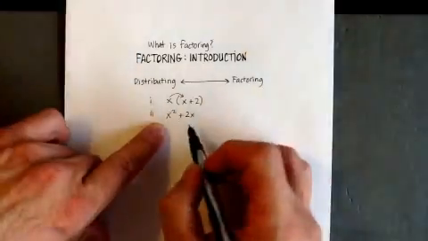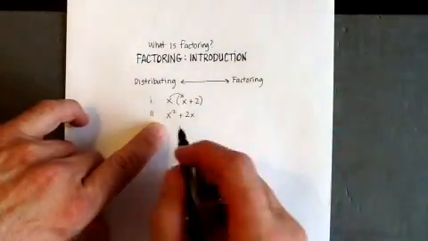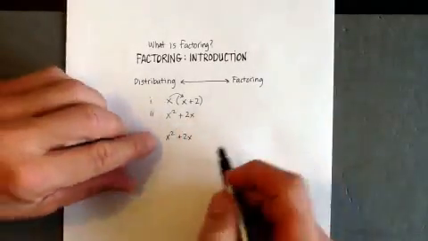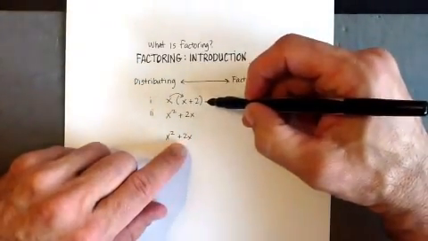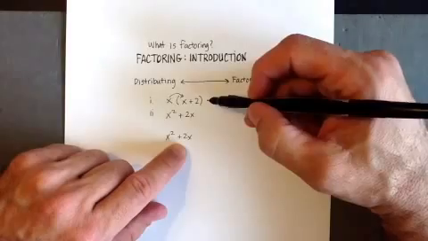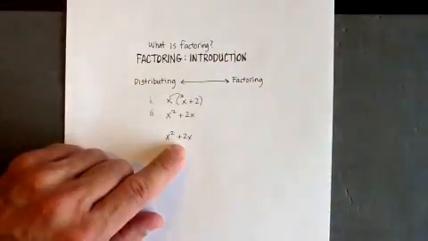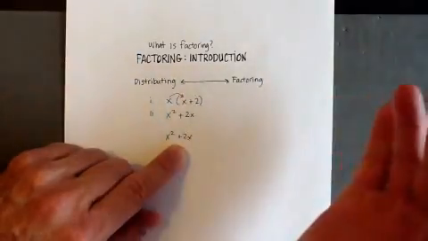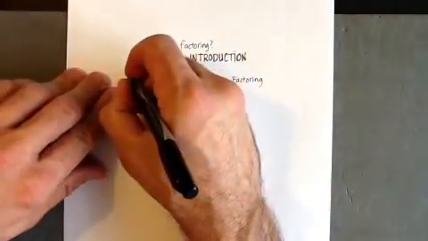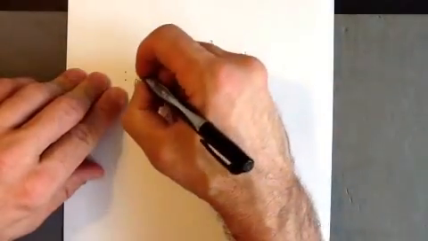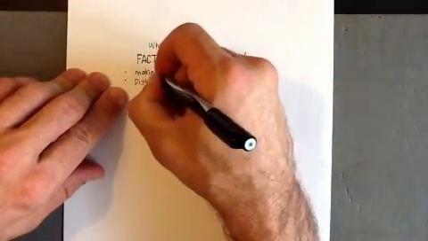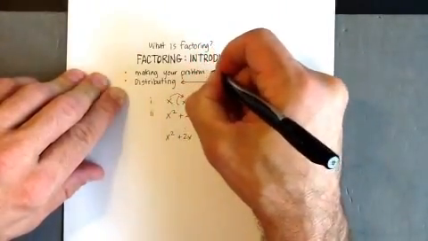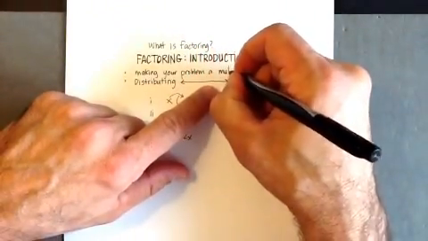Now factoring starts here. So assume that I have the problem x squared plus 2x, and now I want to factor that to get back to the original distribution problem. Okay? So you can think of factoring as just the opposite of distributing, or here's another way of thinking about it. You could think of factoring as making your problem a multiplication problem.